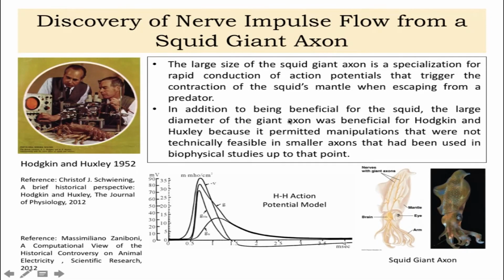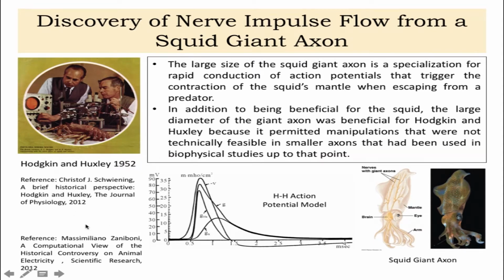Later on, we will see that this theory further gets modified. But let's start with the very popular fundamental theorem which governs this. So we will now talk about the discovery of the nerve impulse flow from a squid giant axon. That was done by Hodgkin and Huxley in 1952.